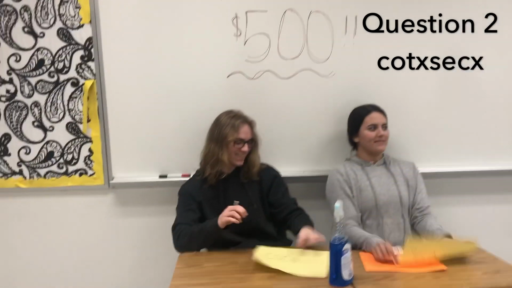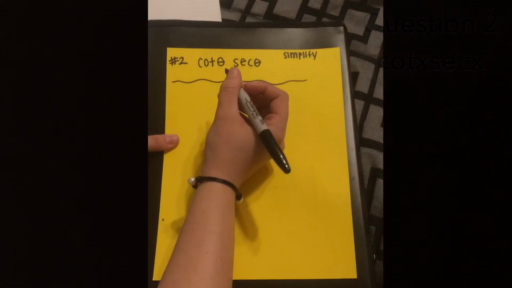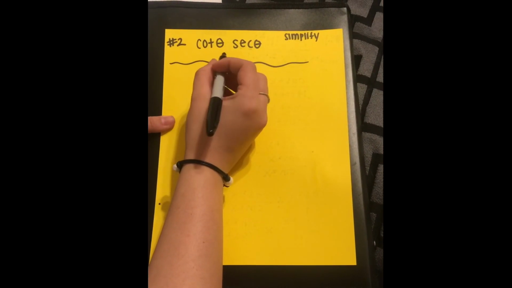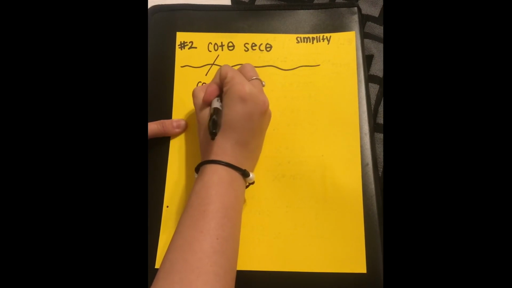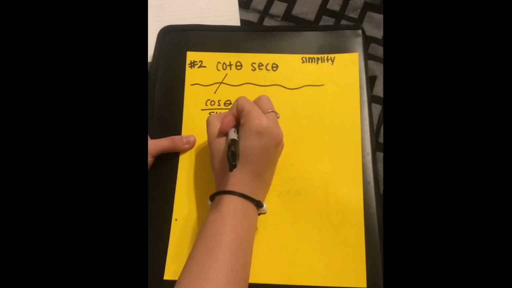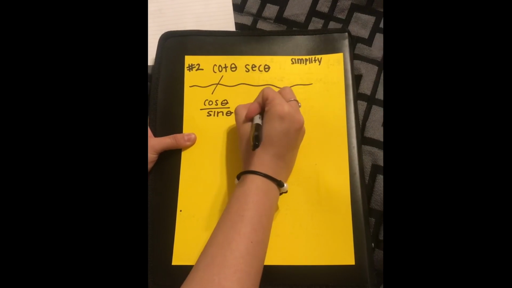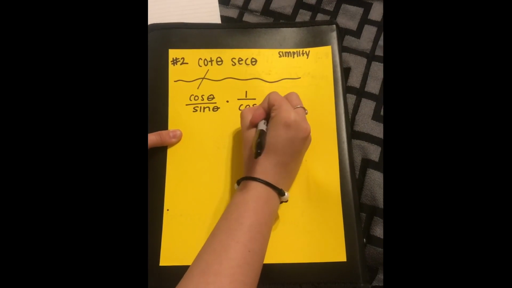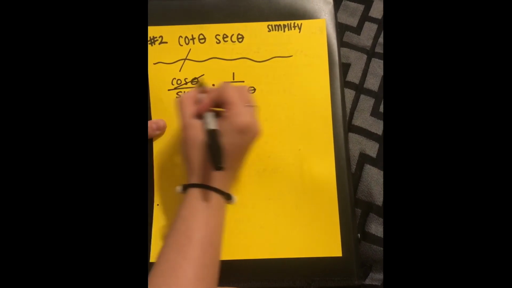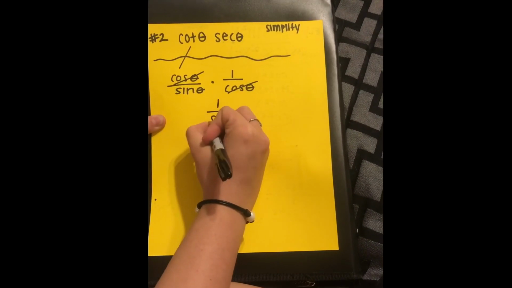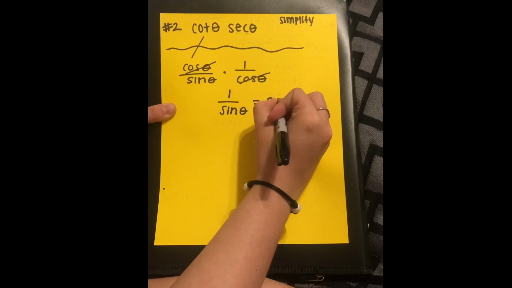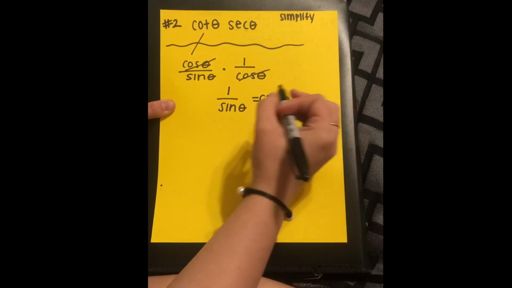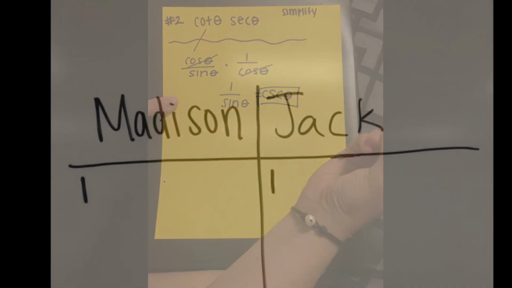Jack got this one correct. Please show us how you did it, Jack. Problem number 2. Cotangent x times secant x. Cotangent is cosine over sine, and secant is also 1 over cosine theta. These two cancel. You're left with 1 over sine theta, and 1 over sine theta equals cosecant. That's your answer.